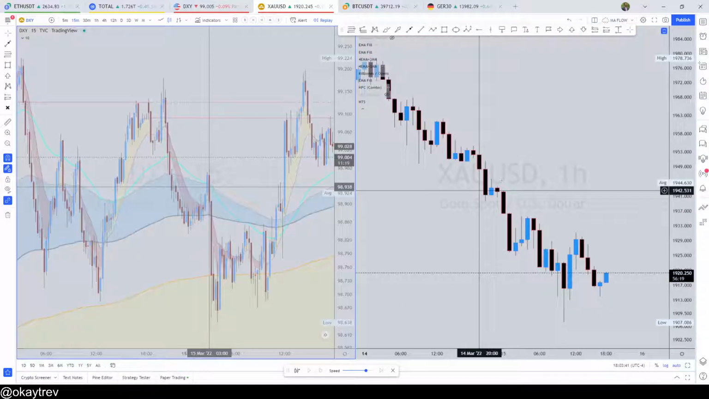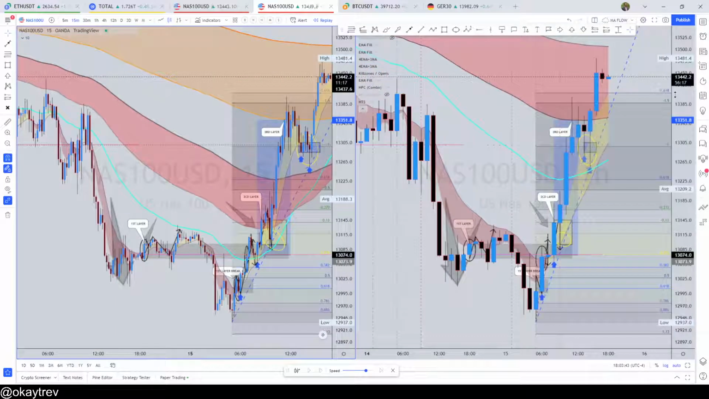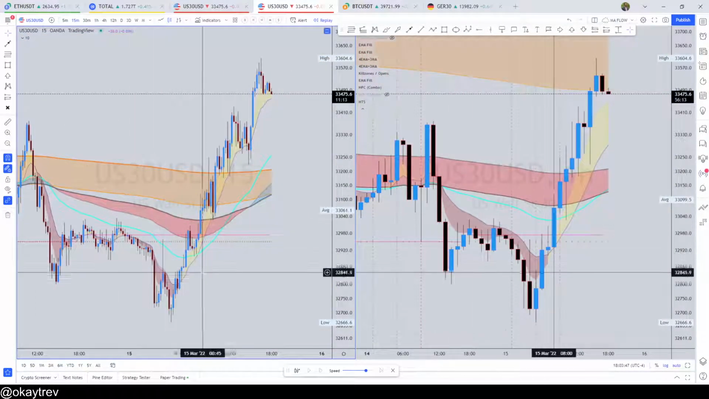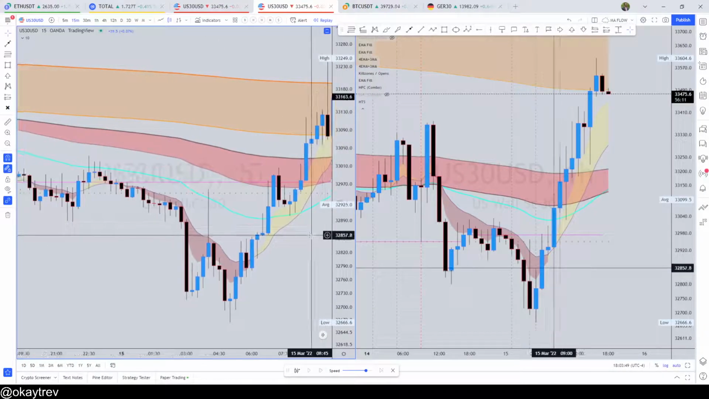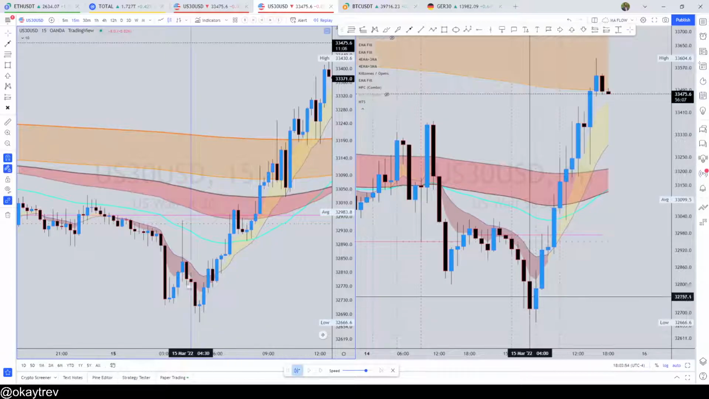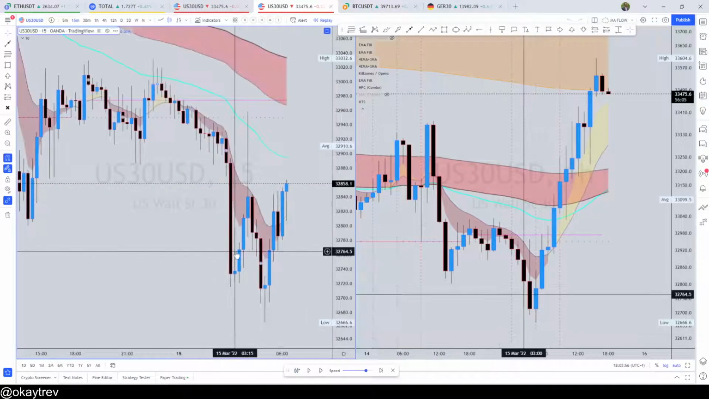Next is, I believe we got tech, right? Not tech, US 30. Take everything off the screen. Remember, in order for us to enter into the market, we must first have our 50 EMA break.